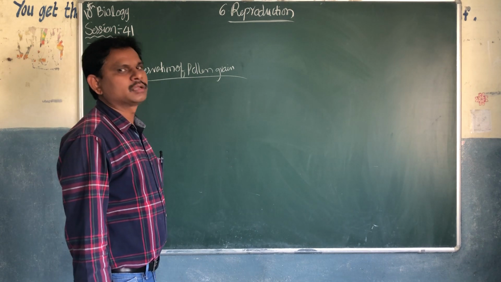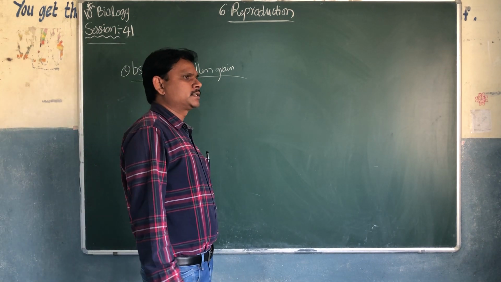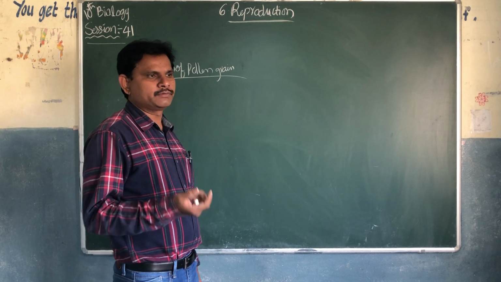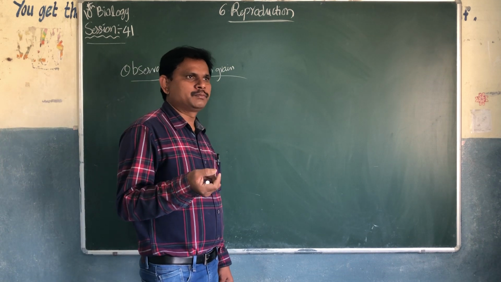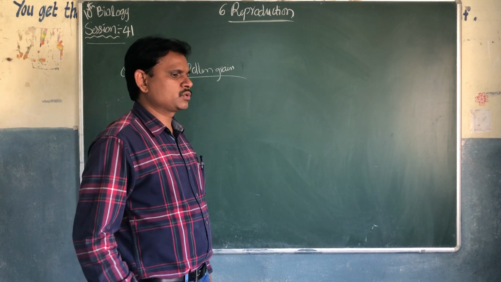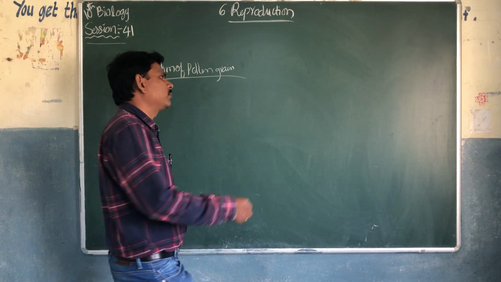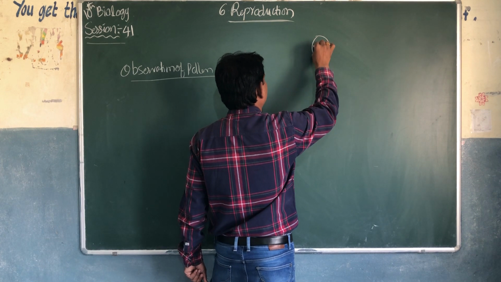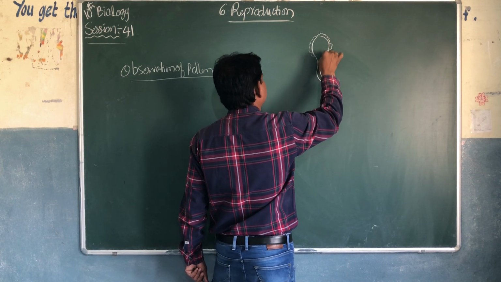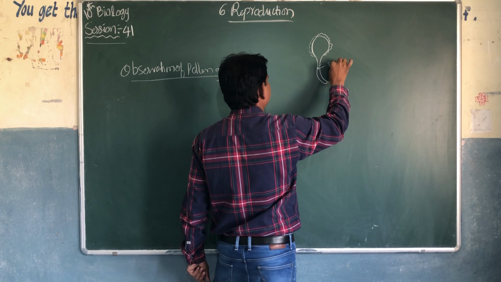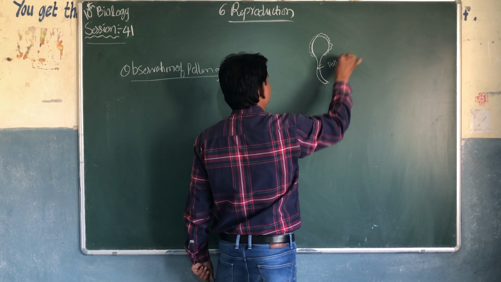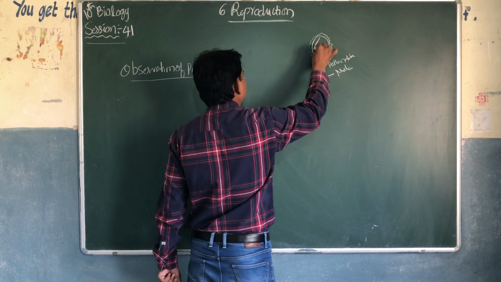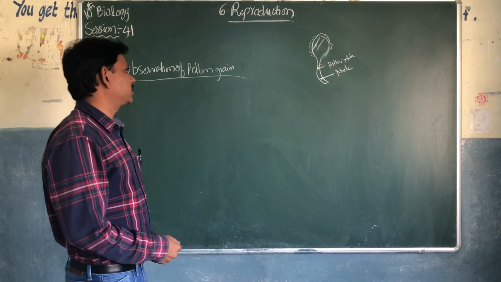Where can we see them? In the anther. Take any flower having anthers and put it in water, and it will float on the water. You can take these pollen grains, place them on a slide, and observe them under the microscope. In the microscope you can see the structure of the pollen grain, the pollen tube, and the nuclei. This is the structure of the pollen grains.